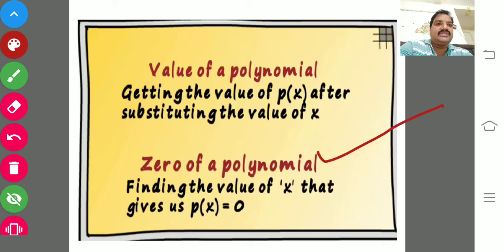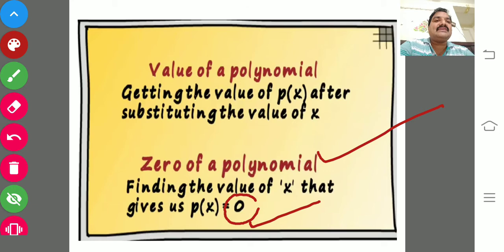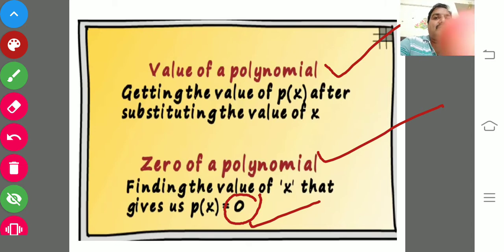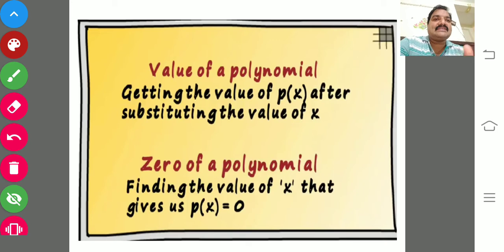Yes. So the 0 of a polynomial, once again the definition: finding the value of x that gives us p of x equal to 0 is nothing but a 0 of a polynomial. You are getting some answer, 0 or 1 or 2 or 3 or any number, that is nothing but the value of a polynomial. So getting the value of p of x after substituting the value of x is called the value of a polynomial. So let us discuss the value of a polynomial.